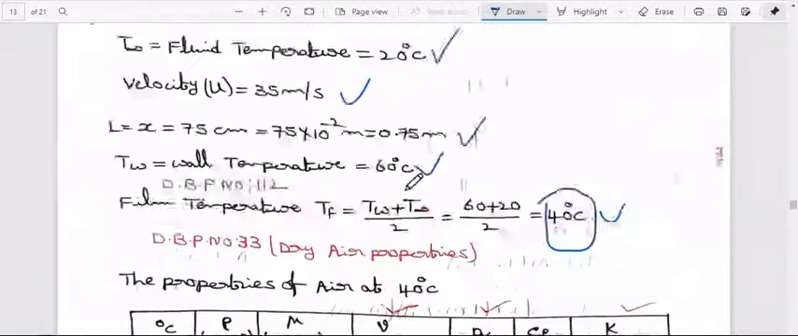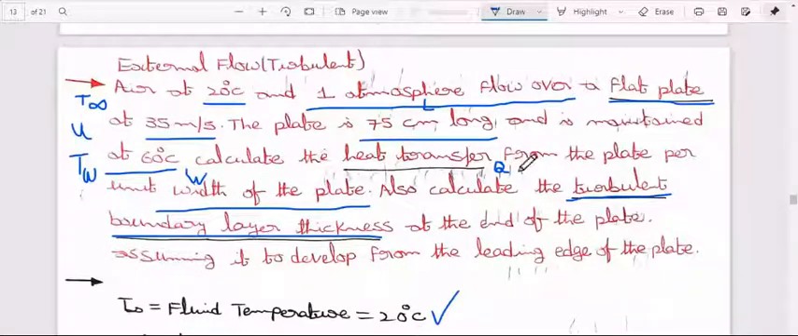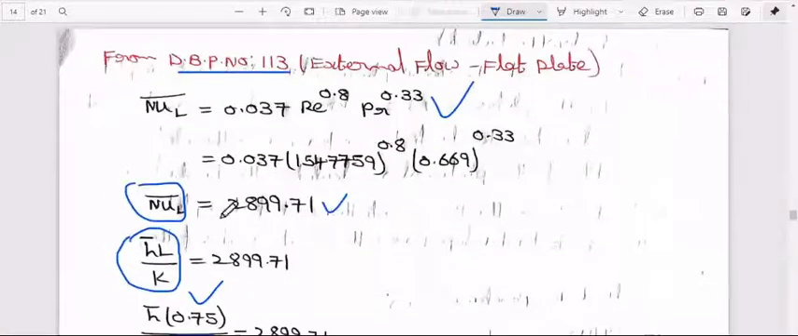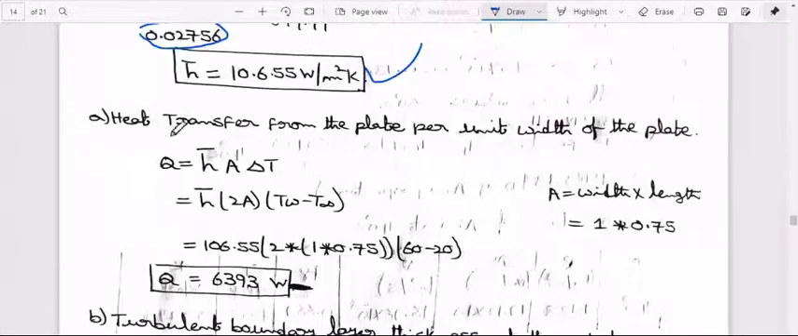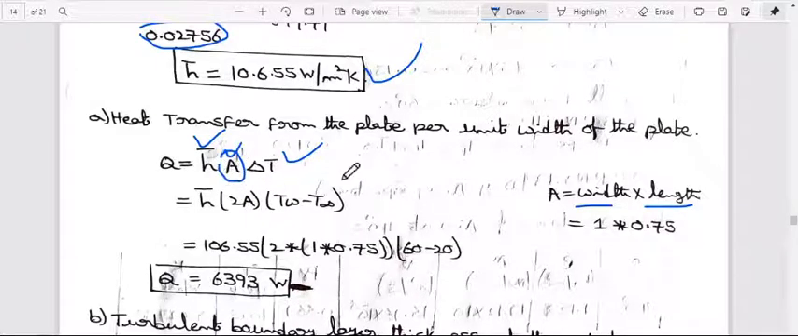What is the first question? We need to calculate heat transfer. So Q equal to h A delta T. The heat transfer from the plate per unit width is width into length. Here in this flat plate from the leading edge we need to consider 2A, on the top surface and bottom surface. That means 2 into 1 into width equal to 1 meter and length equal to 0.75.